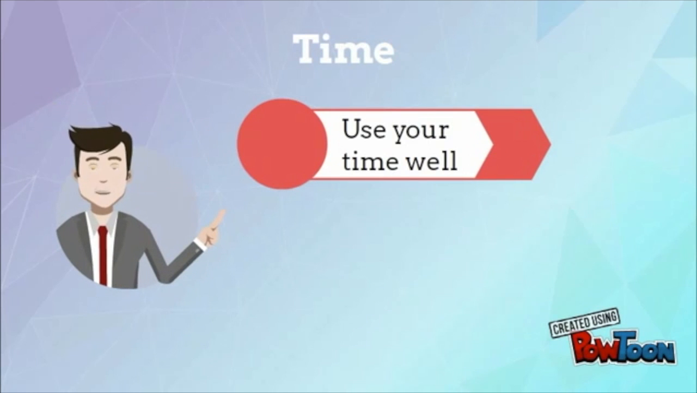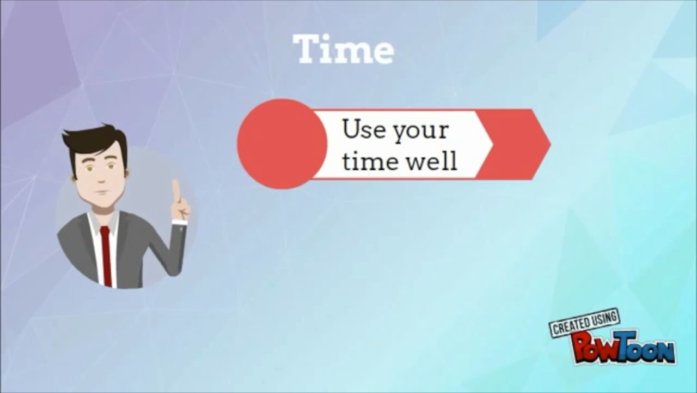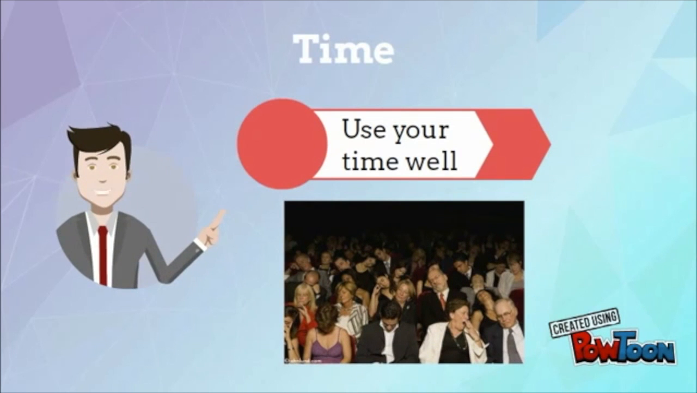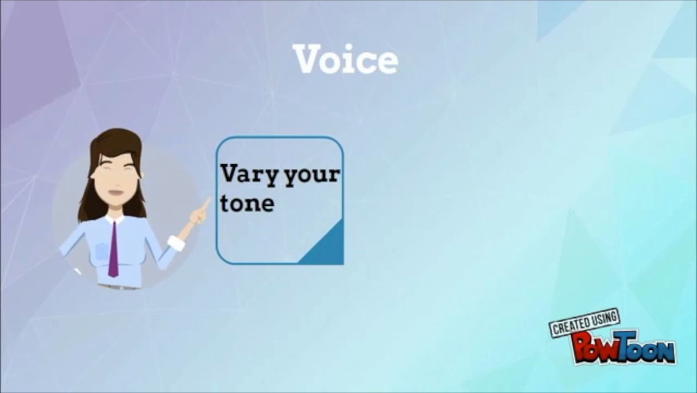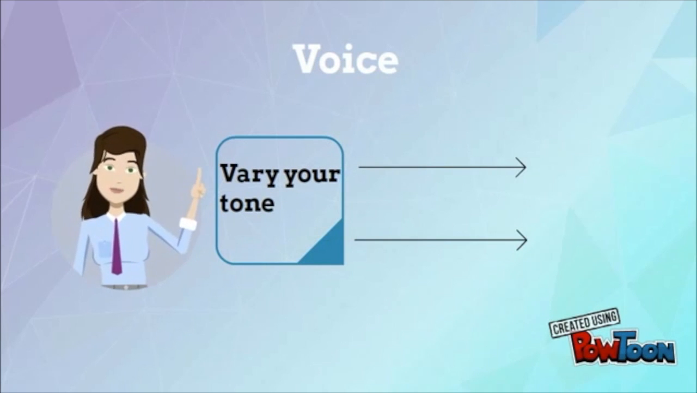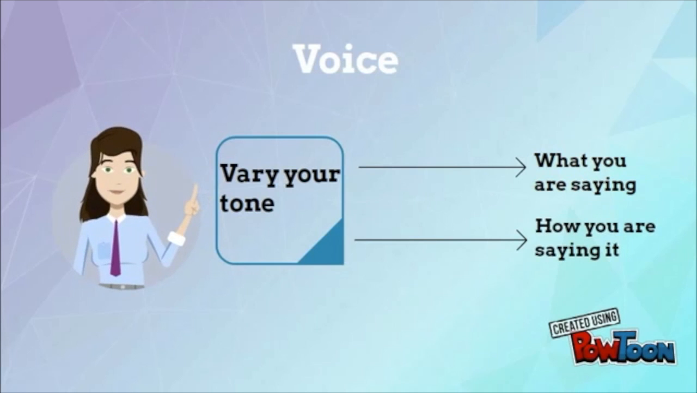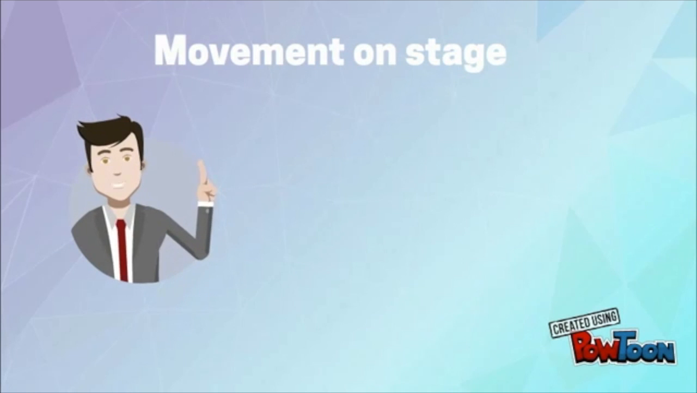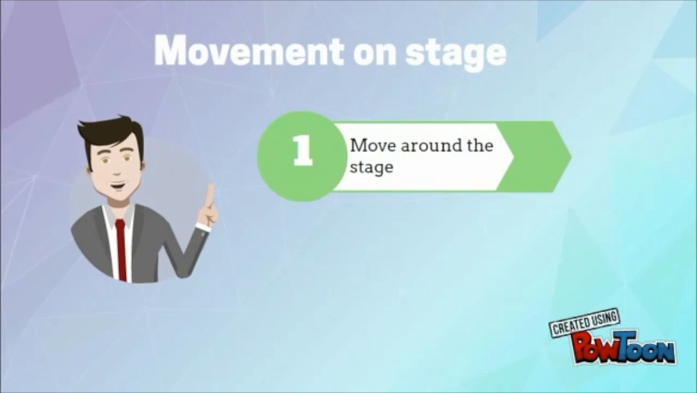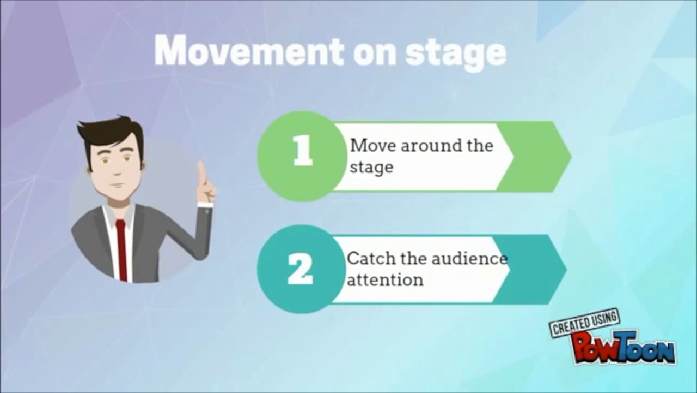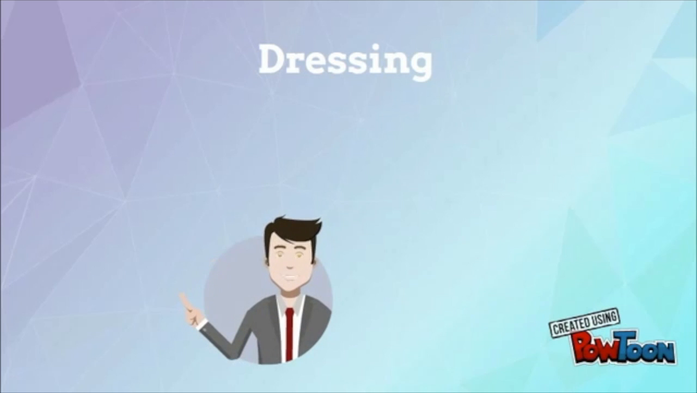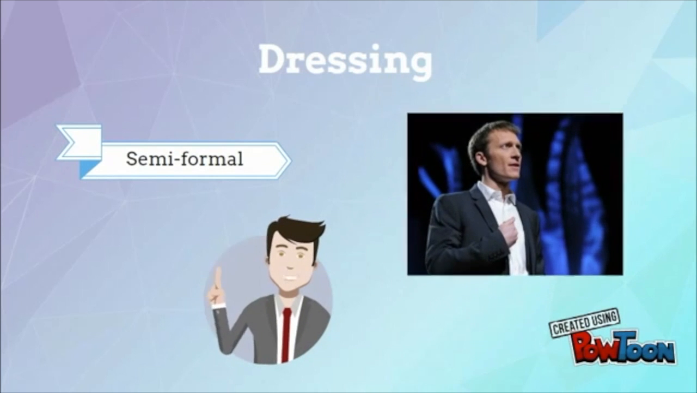Time. Use your time well so that you don't end up with a TED Talk that lasts over 30 minutes, since in that case your audience may end up bored. Voice. Try to vary your tone so that there is a relationship between what you're saying and how you're saying it. Movement on stage. Move around the stage in a natural way so you can help to catch the audience's attention. Dressing. You should be dressed in a semi-formal way, not forgetting feeling comfortable with it.